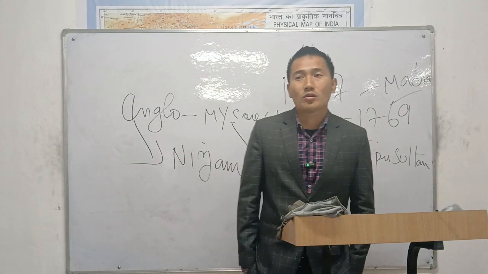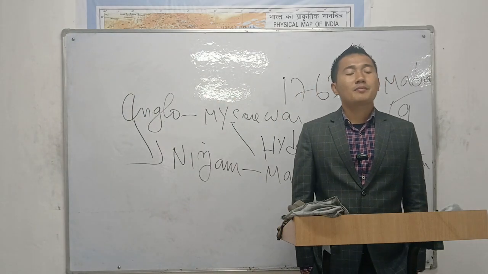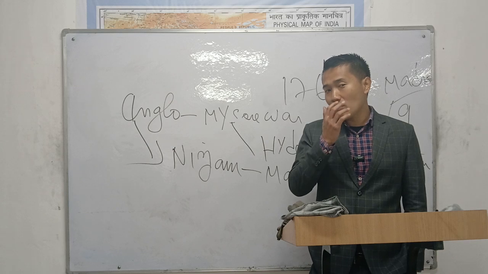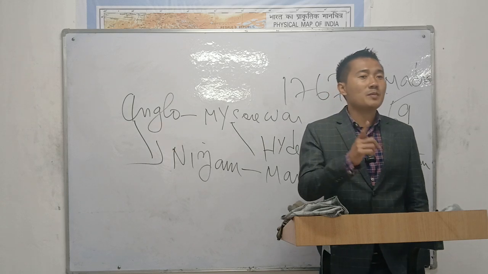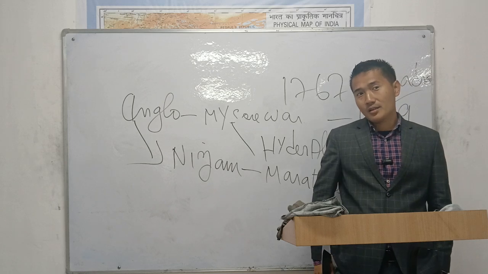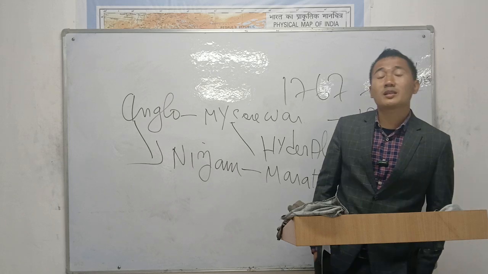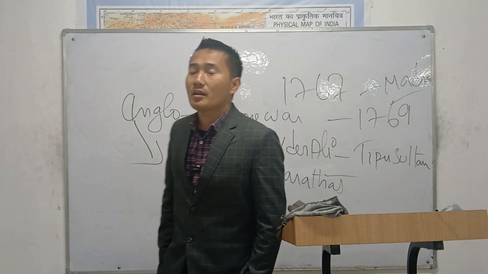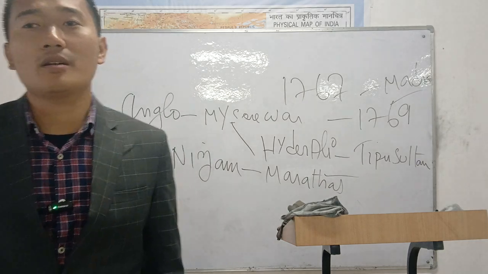And remember one more thing: when someone is attacked, we will help each other against a third party, you see? So this was the treaty. And the second war happened in the year 1780.